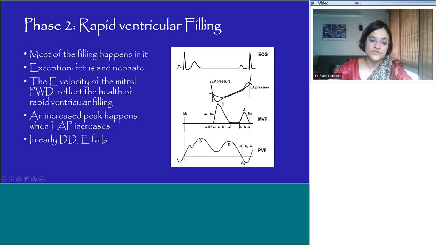However, in early diastolic dysfunction, when the left atrial pressure is not high, then the pressure gradient between the left atrium and the ventricle decreases, so the peak E velocity falls. Normally E is taller than A because there's more filling happening in E versus A. So the ratio of E by A is greater than 1, usually 0.8. In early diastolic dysfunction, the E will become less than A.